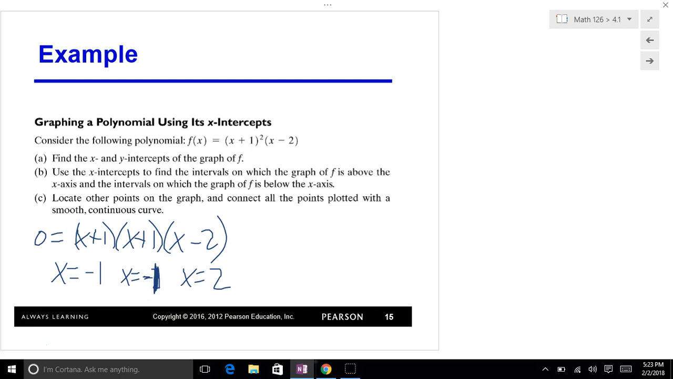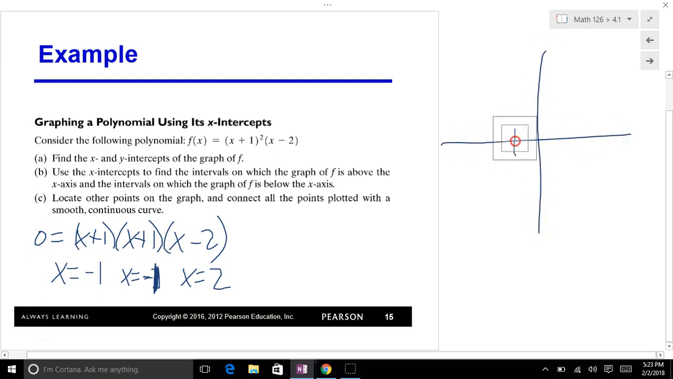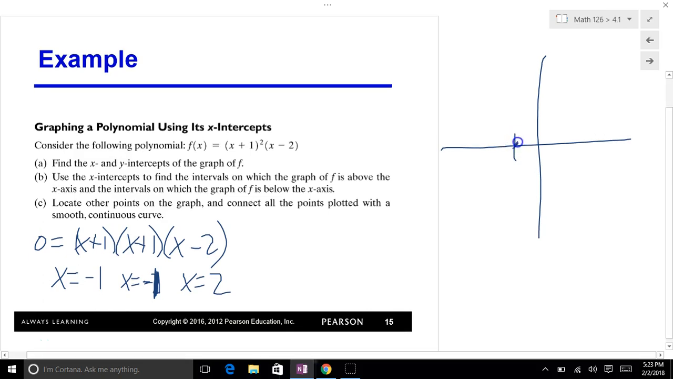Now we're going to use the intercepts to find the intervals on which the graph of f is above the x-axis and the intervals on which it's below. Then we'll look at the graph overall. Okay, so we found our x-intercepts. Let's go ahead and throw those on, our zeros. So I've got negative 1, and I've got 2, I also hit 2.